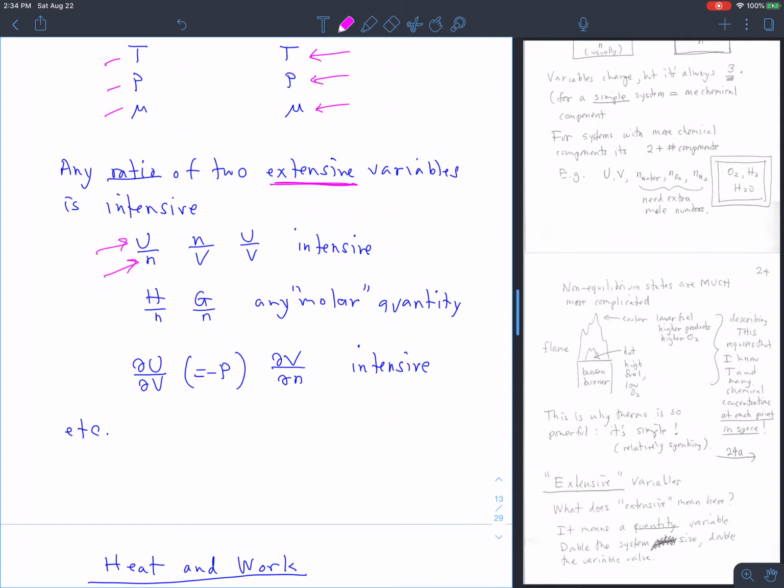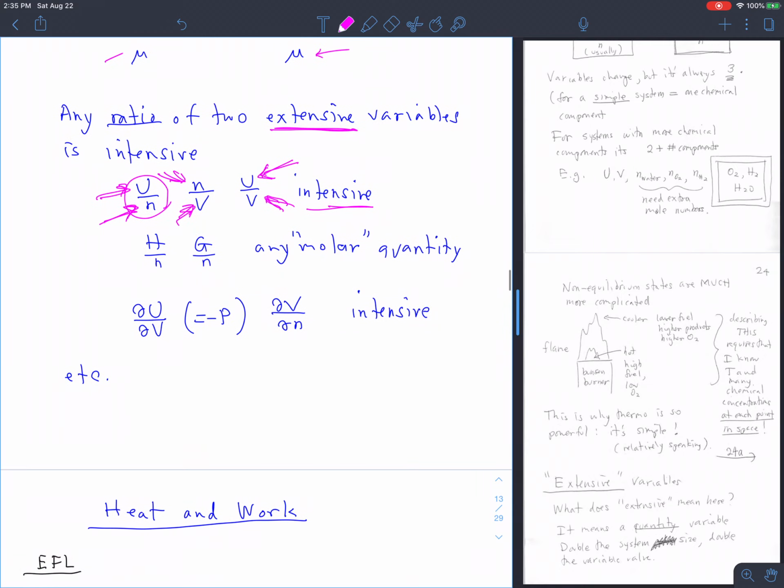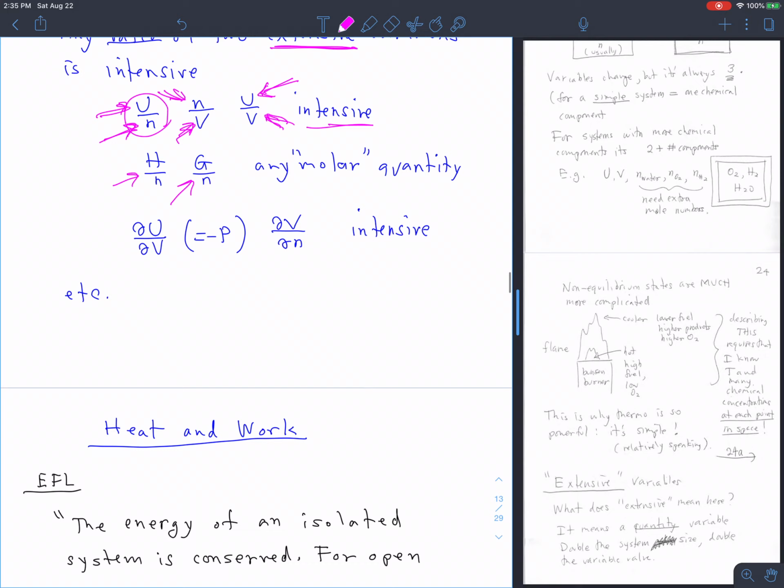If I take the ratio of 2 extensive quantities, so if I take U per mole, for example, or molar volume, moles per unit volume, or energy per unit volume, energy density is what that amounts to, then those are all intensive quantities, right? Because they both double. They double on the top and they double on the bottom if you double the system in all 3 cases here, and that means that the overall ratio doesn't change at all. And that's true for the molar enthalpy, for example, when we talk about that, the molar Gibbs free energy and so on. It's also true for a derivative quantity like this one.